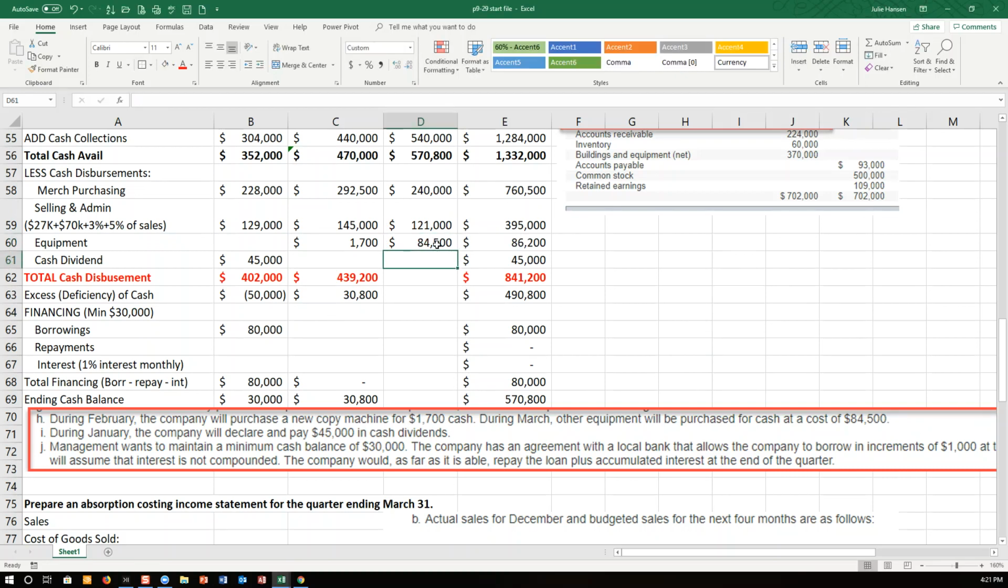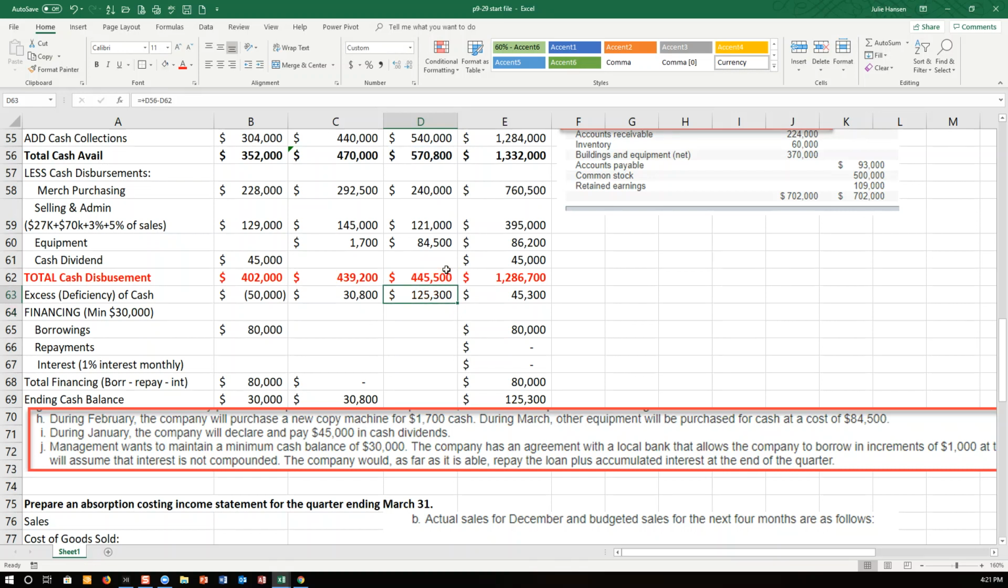Okay, any cash dividends in March? No, the only one they did was in January. So we should be good to go. So let's go ahead and take our merchandise purchases and our selling and administrative expenses for the equipment. And now what do I look like? So now I've taken in $570 and I've spent $445. That gives me, now I'm finally talking in the positive territory.